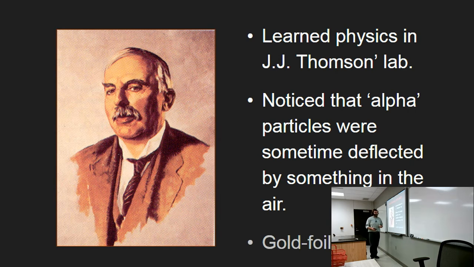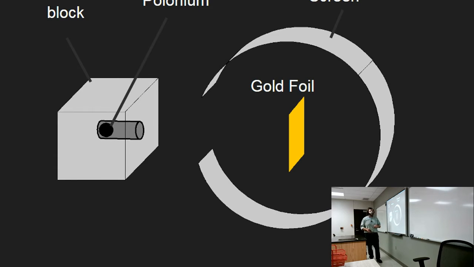And so he did what's called the gold foil experiment. Instead of using air, he took a more dense material than air, and had those alpha particles run through the gold foil. A very, very thin piece of gold foil, but again, gold foil nonetheless. Here's a setup of his experiment.